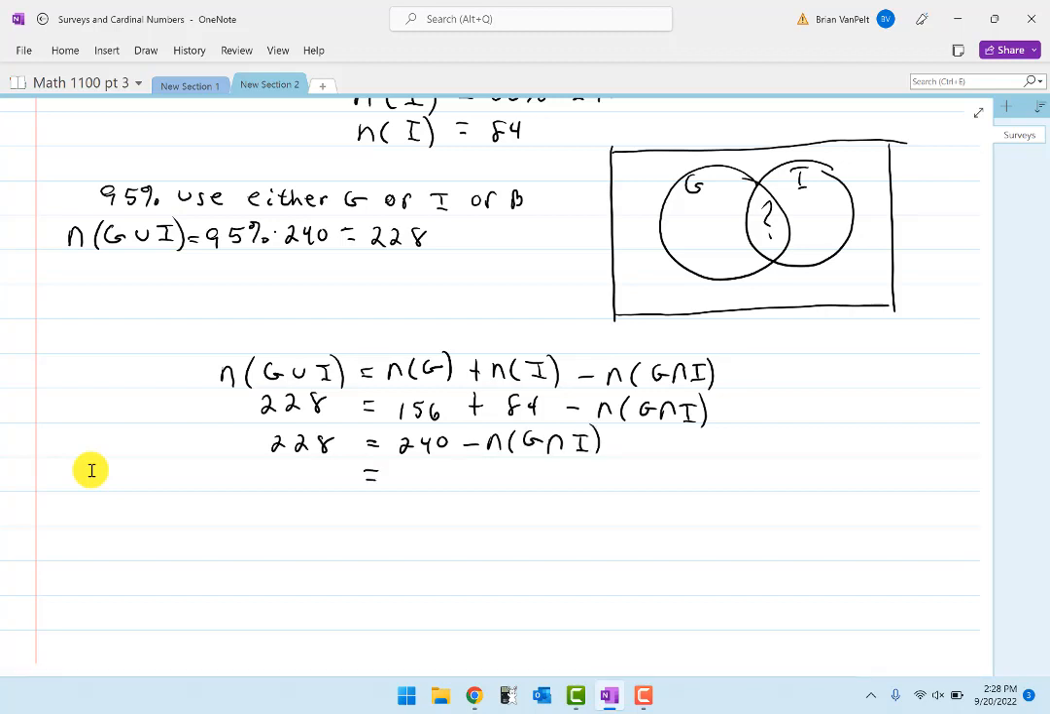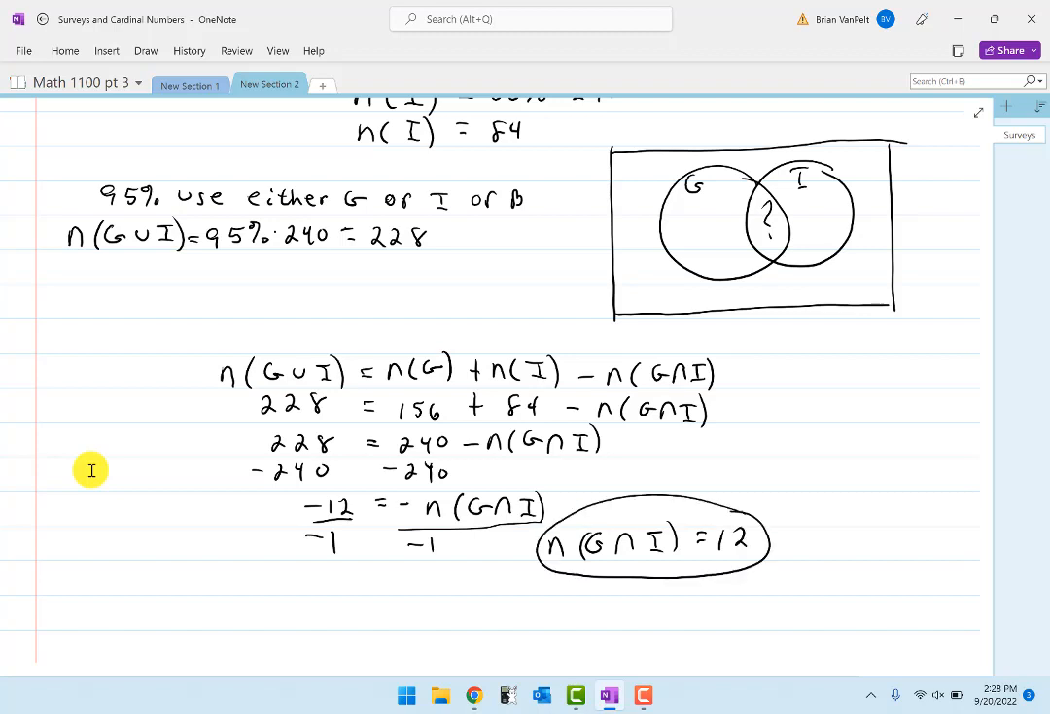So I will subtract 240 from both sides, and I have negative 12 equals negative n of G intersected with I. Once again, I can divide both sides by negative 1, and I get the size of G intersected with I, that's the question, equals positive 12.